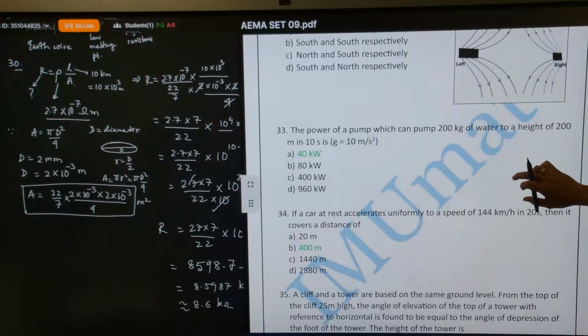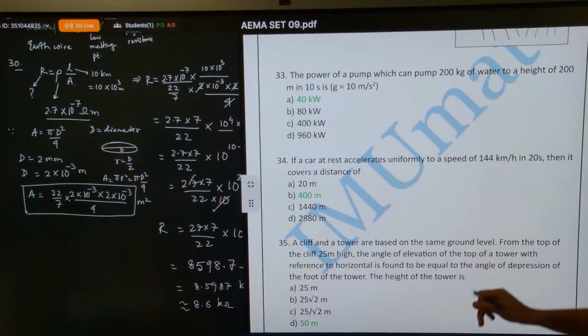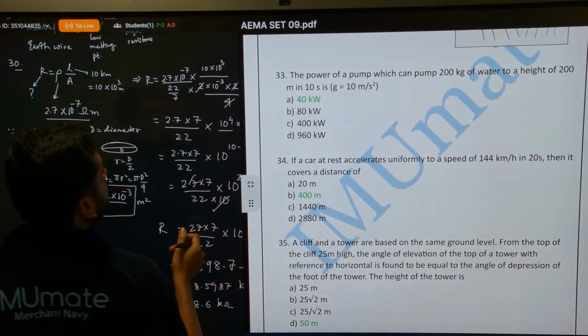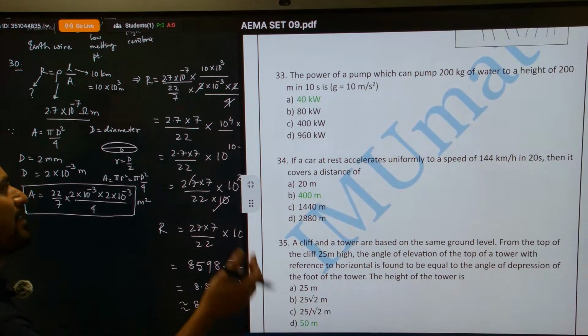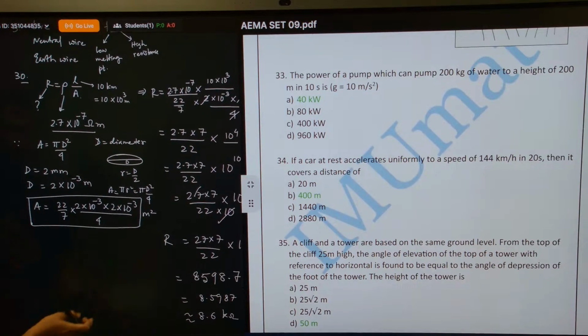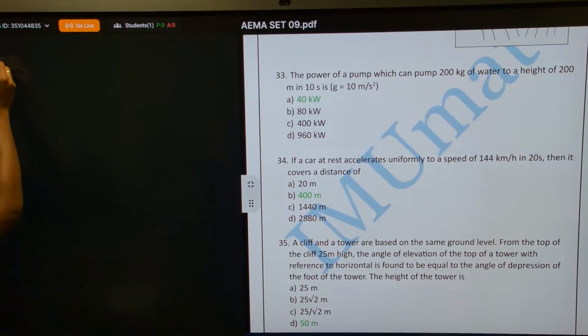Wait. We 33. Yes. No, actually, this is okay. Just solve it. No. This is the watt power energy part. The power of a pump which can pump 2000 kg water to a height of this many meters.